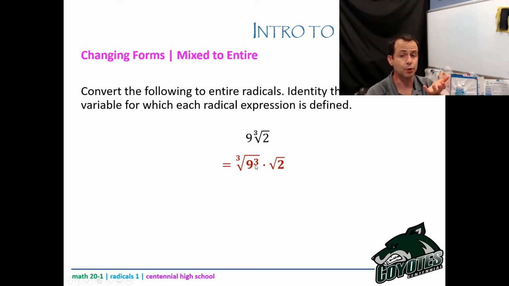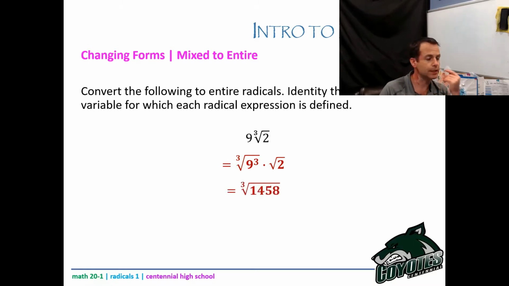I just know that the cube root and the cube would have undone each other and left me with 9. So I know that the cube root of 9 cubed is 9. Okay, 9 cubed times 2 gives me 1458. So I end up with the cube root of 1458. Now, little typo here as well. Sorry about that. That needs to be a cube.